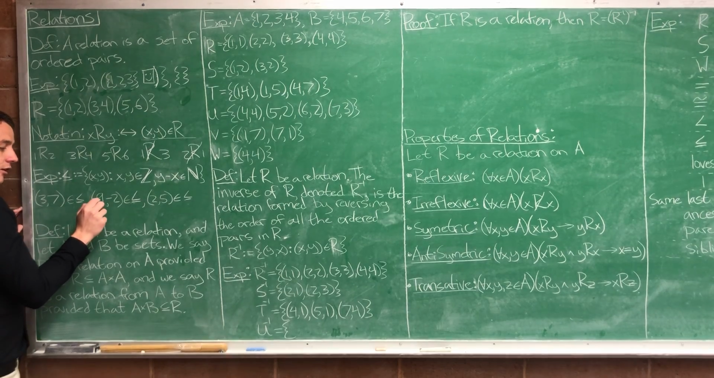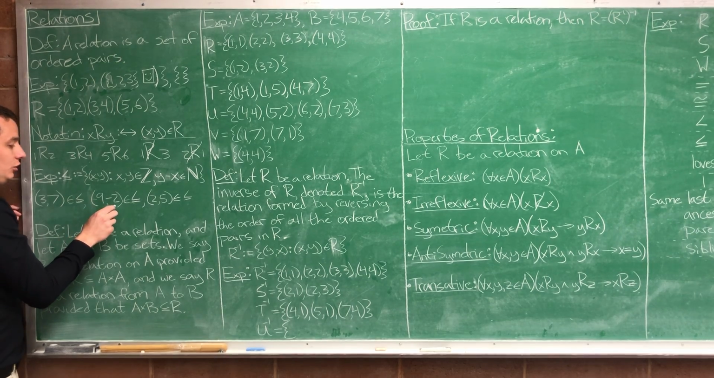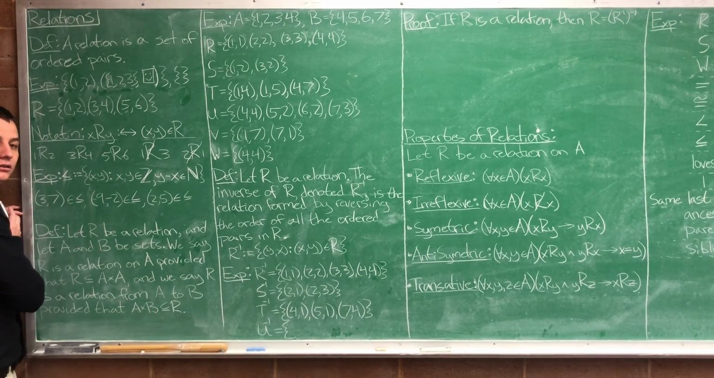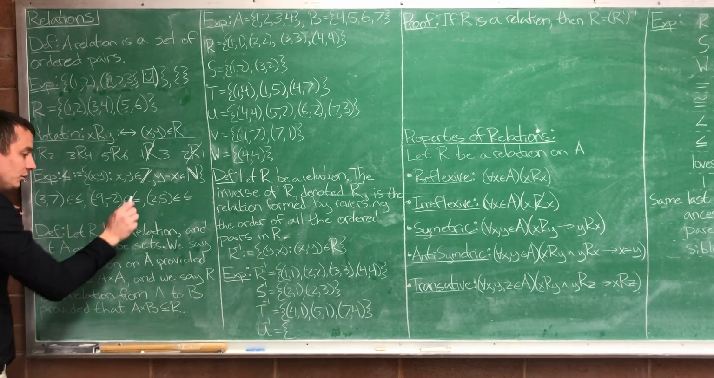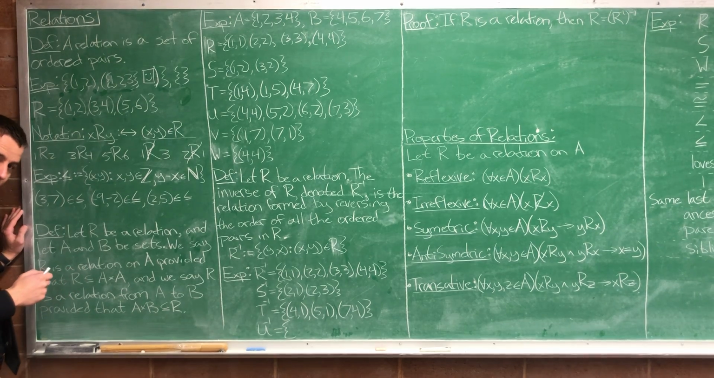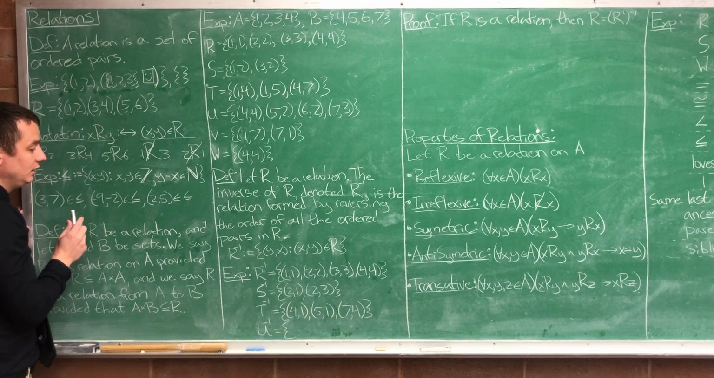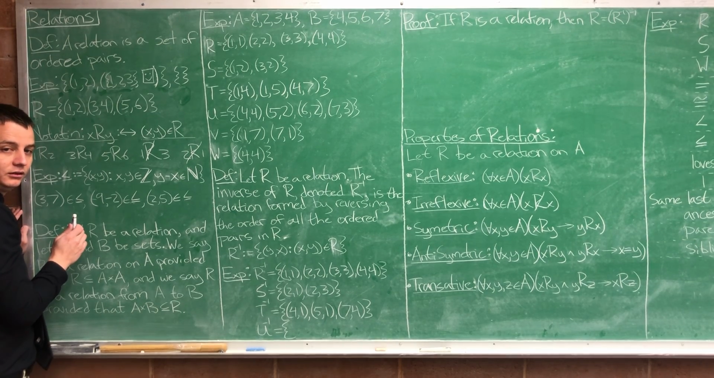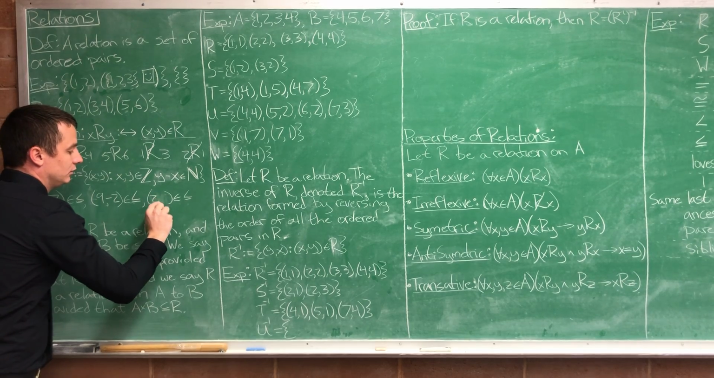Let's try this again. Is negative 9 and negative 2 in the relation? What's negative 2 minus negative 9? 7. Is 7 a natural number? Yes. Okay, so it is. Is 2, 5 in the relation? What's 5 minus 2? 3. Is 3 a natural number? Wonderful.